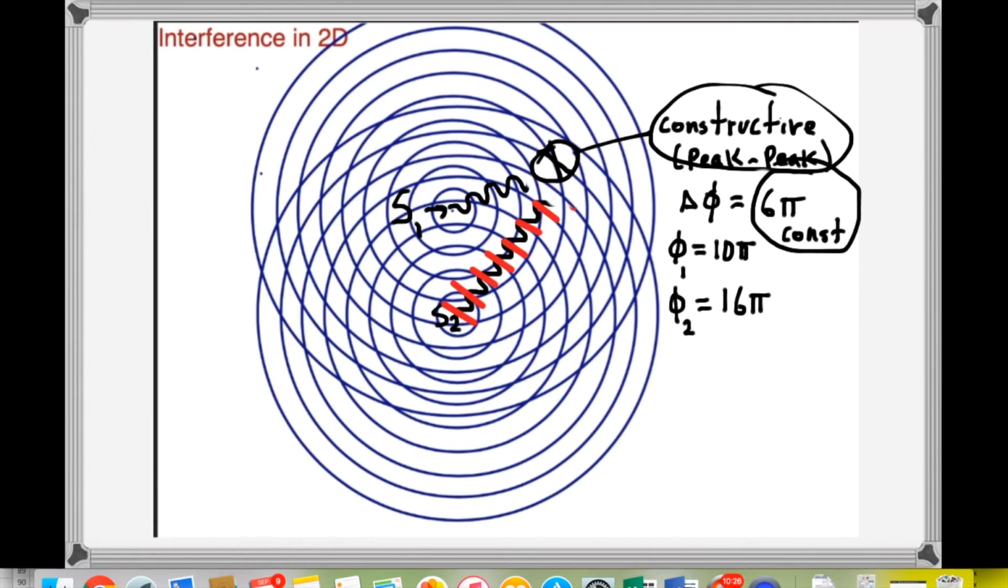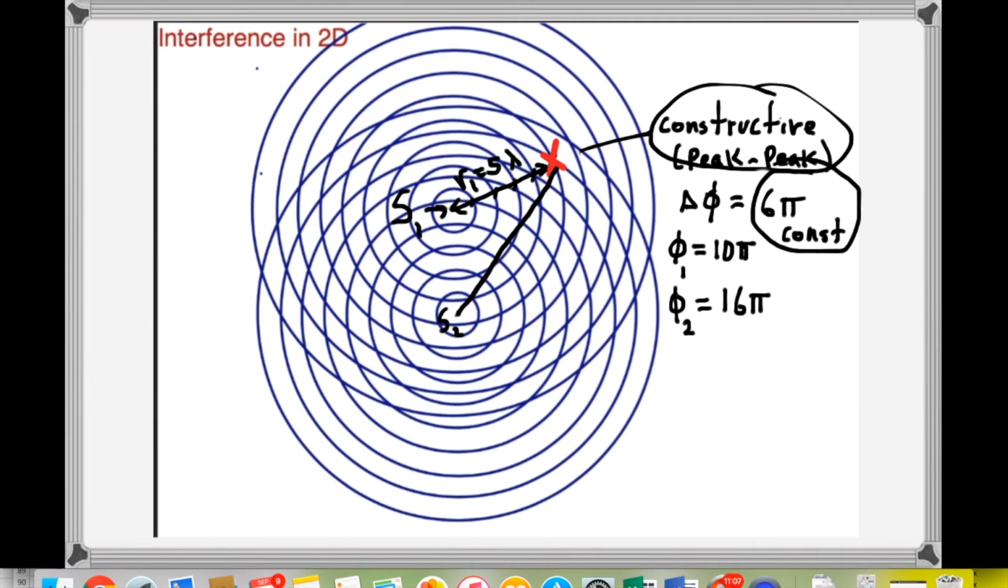Now another way to see whether there is constructive or destructive interference at a particular point in space is to look at the distance between the source and the point in space that you're talking about. In this example, the distance between S1 and the red X is from S1 to the first peak, a distance of lambda, and then another lambda from that peak to the next one. So we count 5 lambda as the distance between S1 and the red X.